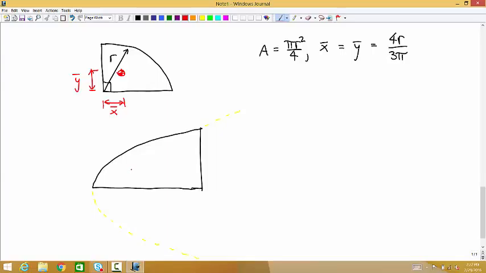So here is the centroid. And I'll call this X bar and Y bar. The area is 2 times A times H.